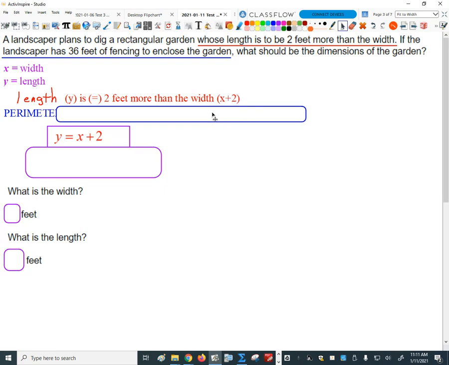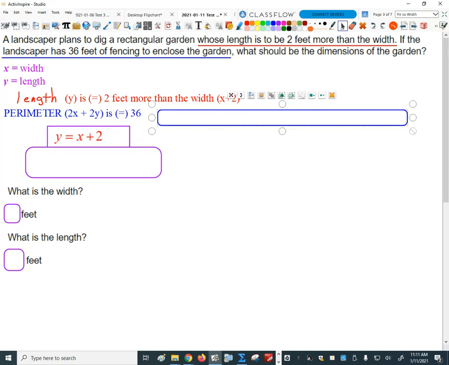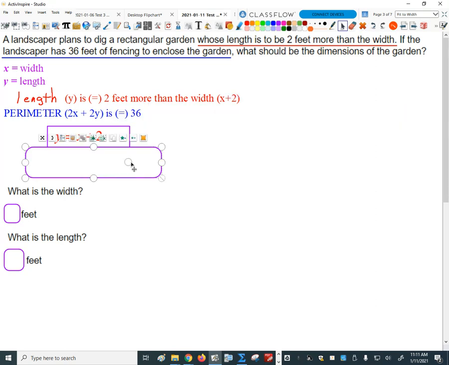Okay, now how do we say perimeter in math? If x is the width and y is the length, what would perimeter be then? X plus Y plus Y. Okay, another way of saying that would be 2x plus 2y, right? Good. And we need 2 widths. If we're going to go all the way around the rectangle, we're going to walk the width twice and we're going to walk the length twice, aren't we? So we get 2 x's and 2 y's, and that must equal 36. Very good.